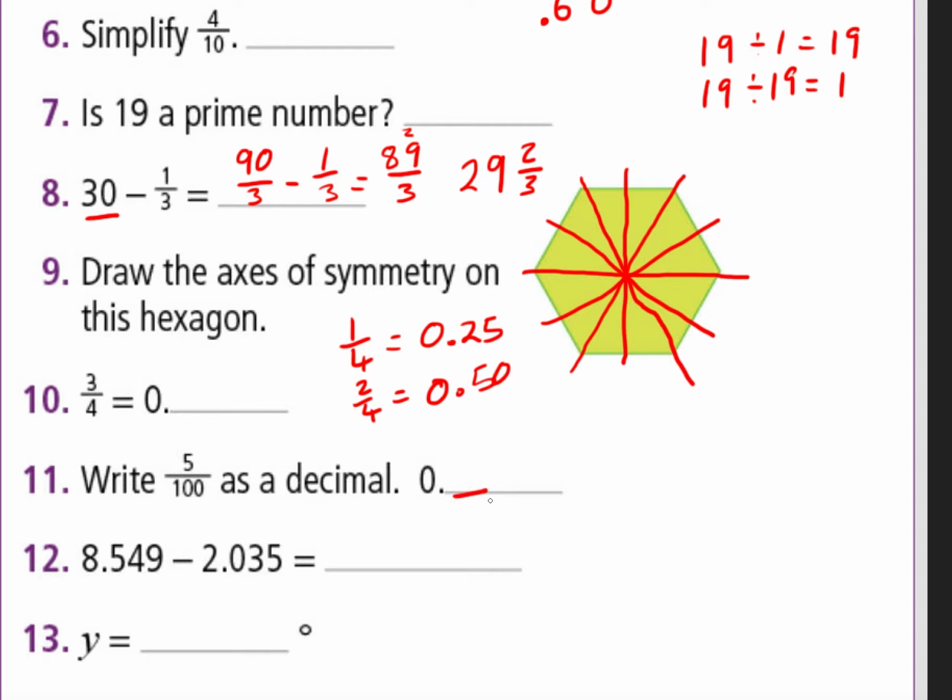Well, we know for hundreds, there'll be 2 numbers after the decimal, and the number on top we put as far right as we can, so that goes in there, and we fill out the rest with zeros. So 0 in here, 0.05.